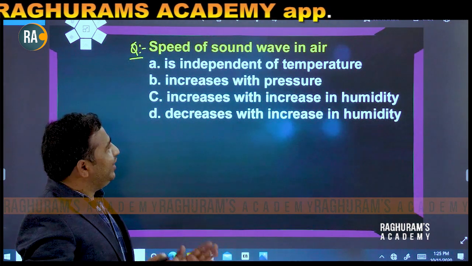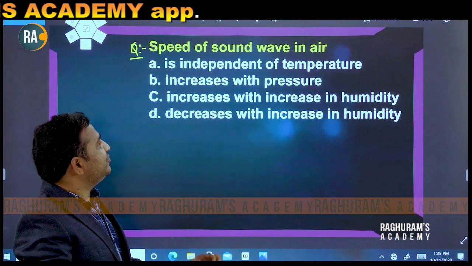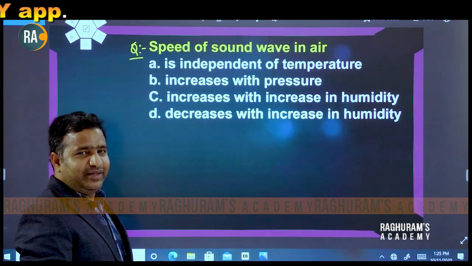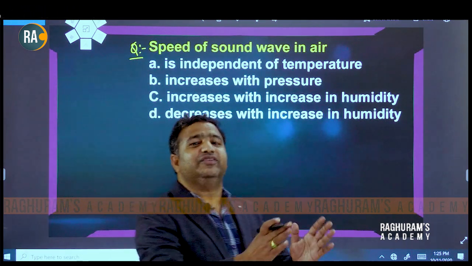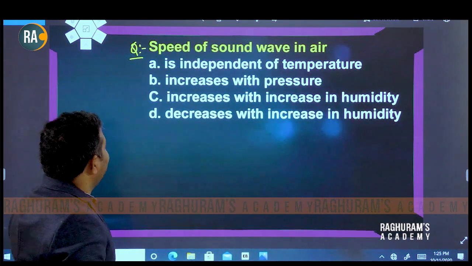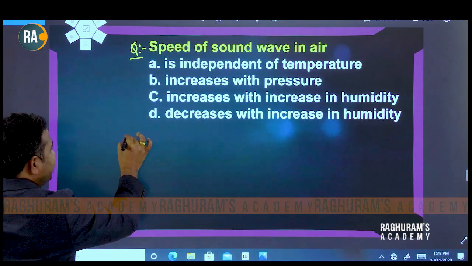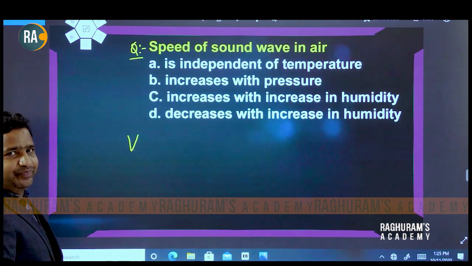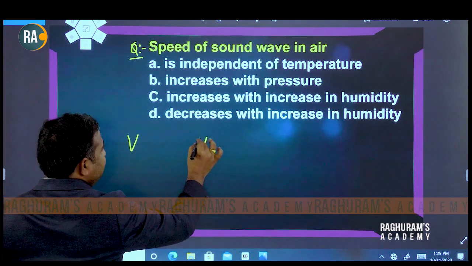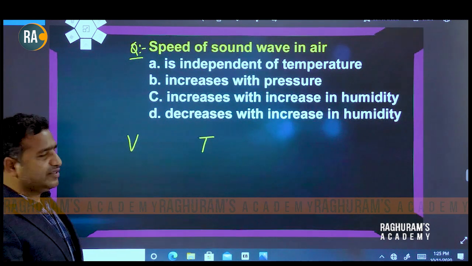But first we discuss the relation between velocity of sound and temperature, and velocity of sound and humidity. That means speed of sound with temperature, and speed of sound with humidity. So first we should know that. Speed of sound is indicated by V, and temperature is indicated by T.